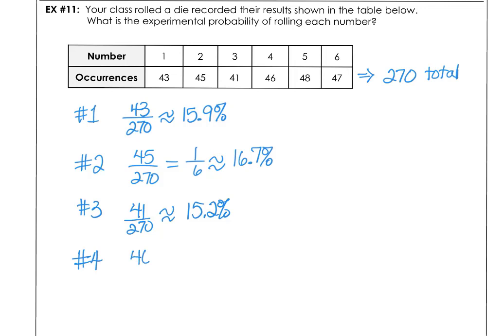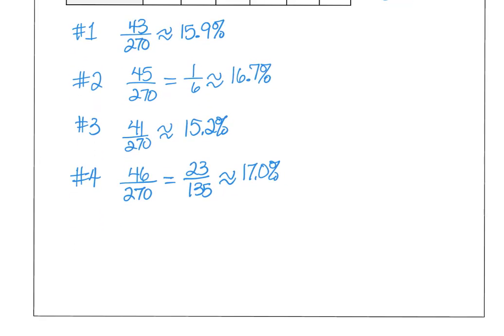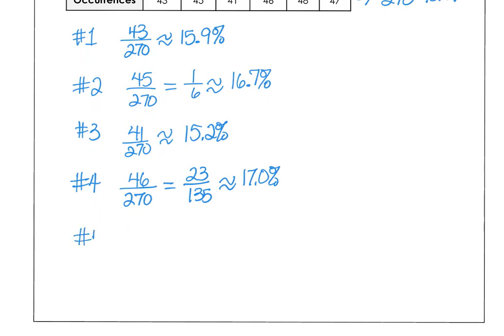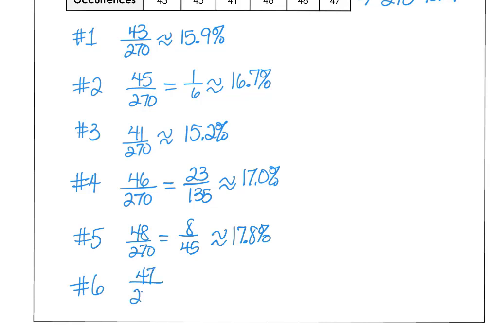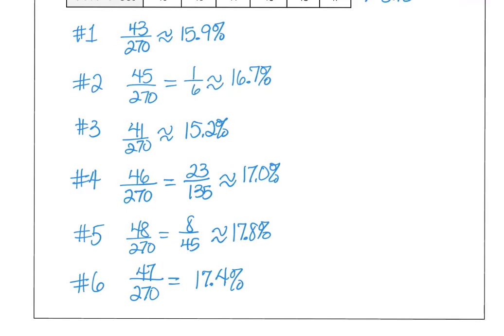To roll the number 4, this is 46 out of 270. So we're looking at experimental probability. That's 23 out of 135, and that's roughly 17%. And then 2 more. To roll the number 5 was 48 times out of 270. That reduces to 8 out of 45, or about 17.8%. And last but not least, to roll the number 6, you got 47 out of 270, and that's about 17.4%. So on a fair die, anywhere from 15 to 17%.